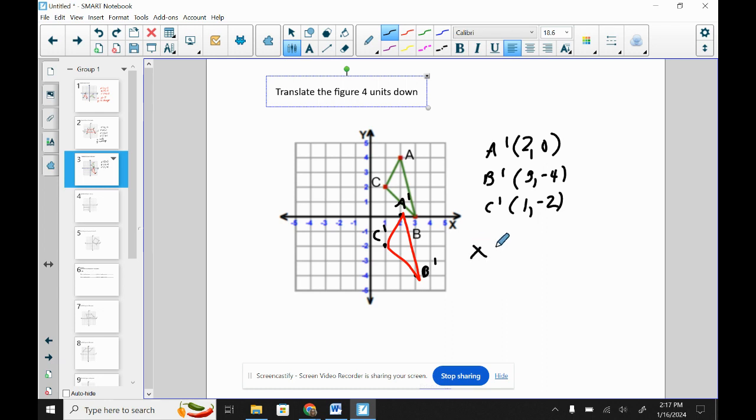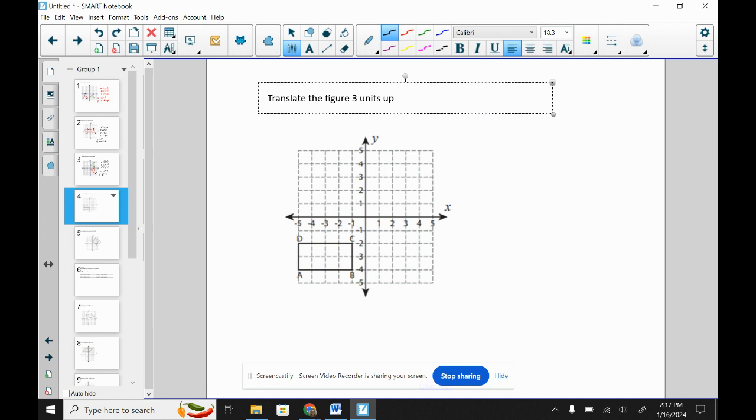So what's happening to the X coordinate? In this case, nothing. The X is not moving. We didn't move left or right. We only moved up and down. But our Y coordinate, we moved it down 4. Our Y coordinate is getting smaller by 4.